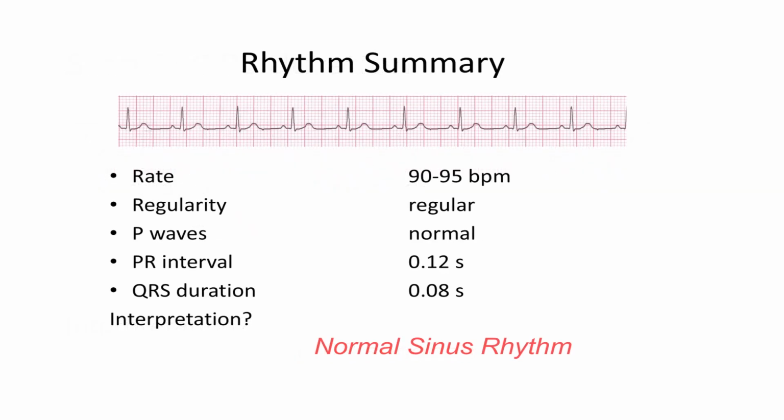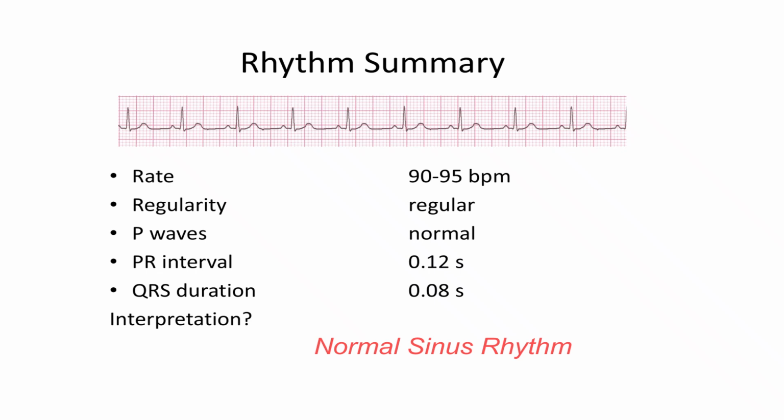Now that we've gone through each of the steps, let's practice. First, let's look at that rate. Remember, we had 9 complete QRSs, but at the end you see part of one. So we could say the rate is 90 to 95 beats per minute if you want to count the half one. Now we need to march it out. We need to march out those QRS complexes. Yes, they are all equal distance apart.